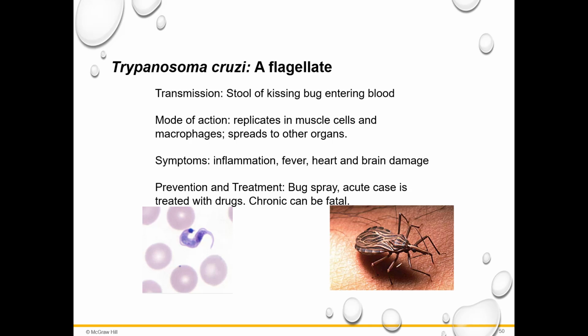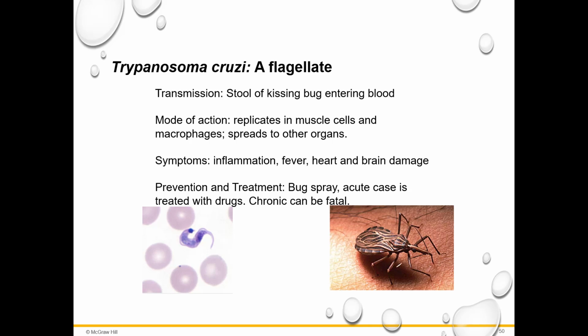But in this class, we're just going to focus on Trypanosoma cruzi and Chagas disease because it is in the United States. So this kissing bug will climb on you while you're sleeping, and then it usually bites around the mouth, and that's why they call it the kissing bug, because this triatomine-like insect is going to bite you around the mouth. It can bite in other locations. It's just pretty common to bite around the mouth.